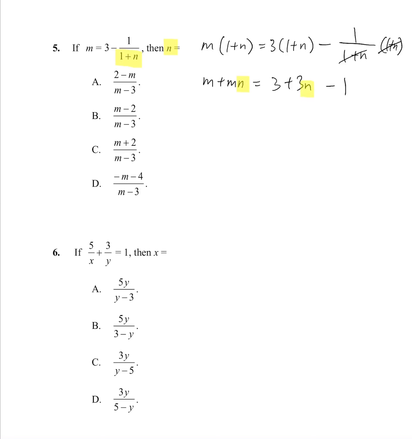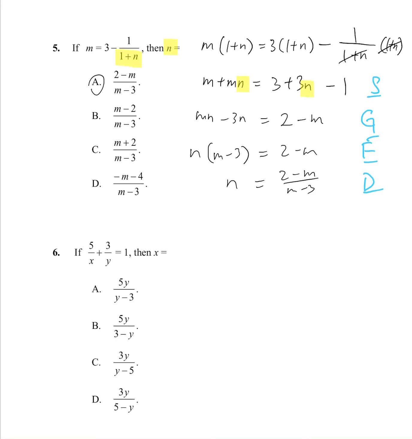So n, it's over here, so group them up, and so it's going to be mn minus 3n, and then 3 minus 1 is a 2, 2 minus m, and then you factorize the n out, so it's m minus 3, 2 minus m, and then finally you divide it. Then you will see that the answer is A. So what we have done here is again applying the rules: simplify, group, factorize, divide. So all 4 was used in this one.